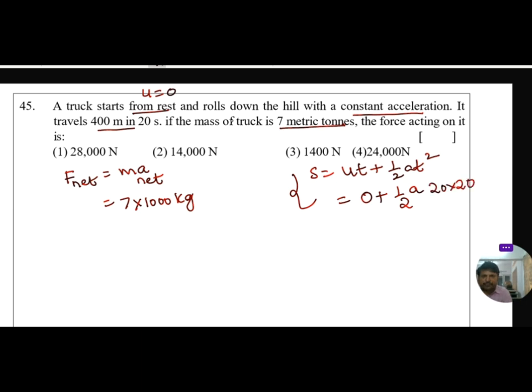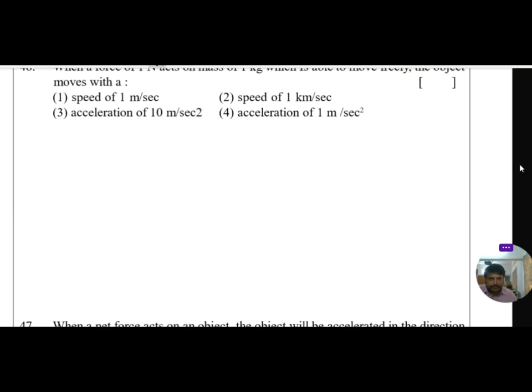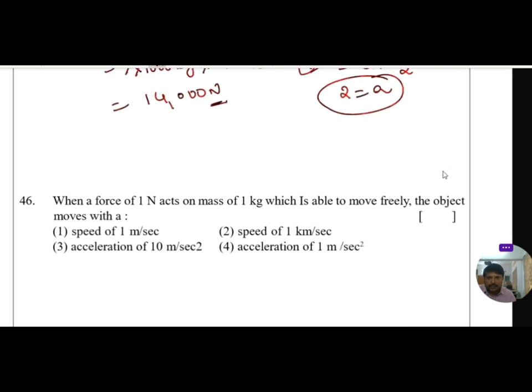So it covers a distance of 400 meters. So in the place of S, write 400. So 20 into 400, this one gets cancelled. 2 comes, 2 equal to acceleration. So acceleration equal to 2 meter per second square. Substitute here 2 meter per second square. That is 7000 into 2. That is equal to 14,000 Newton. So 14,000 Newton is the right answer. Option 2 is the right answer. Let's go to the 46th question.